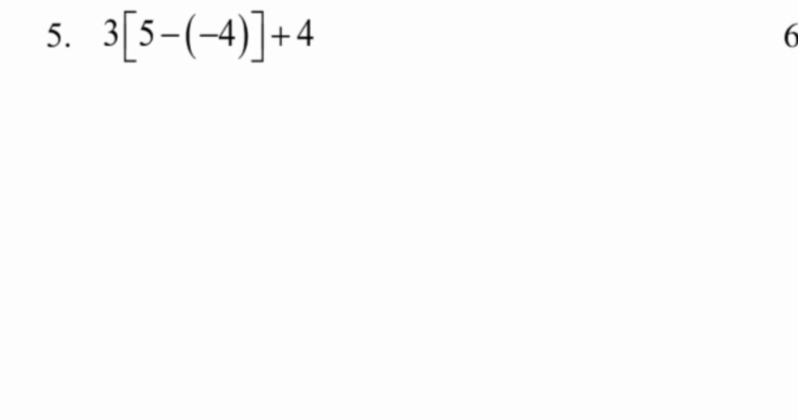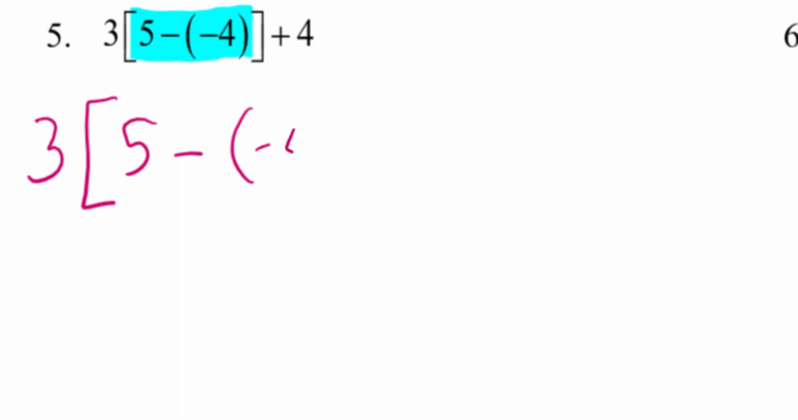Do you see we have nested grouping symbols? We have inner parentheses within brackets. You see that? Okay, so we're definitely going to be simplifying this 5 minus a negative 4 first. Let me write that down. 3 and then have a bracket. I have 5 minus a negative 4, and then plus 4.